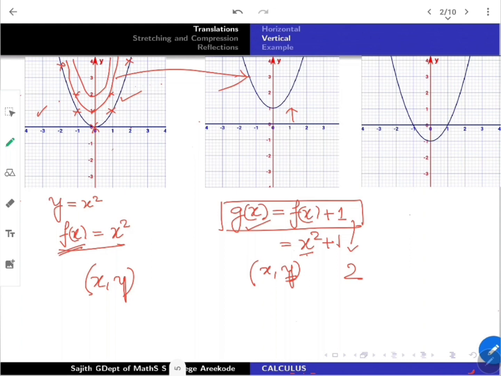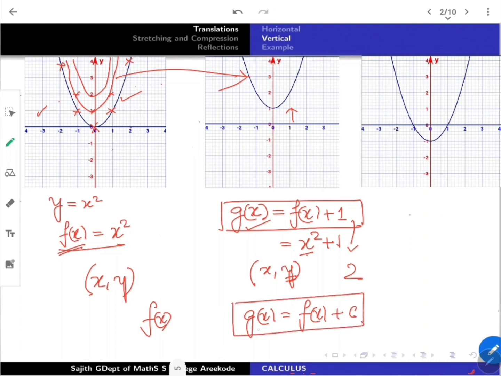So in general, if f of x is given with us and we make the rule for g of x as f of x plus a positive constant c, then the graph of g is obtained from f of x by vertically translating c units. So this was the case where c is a positive constant. We have discussed vertical translations upwards.